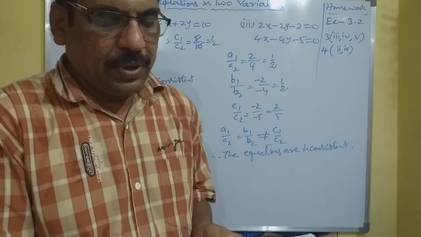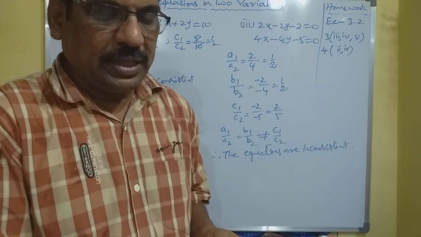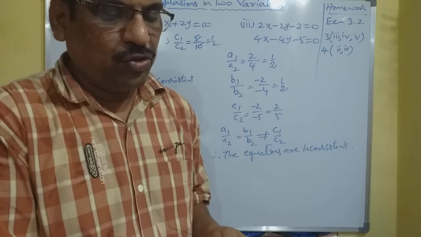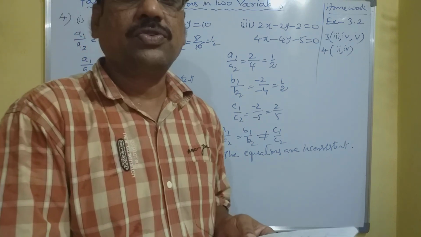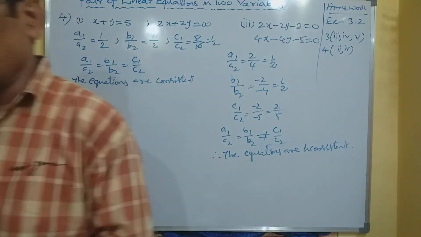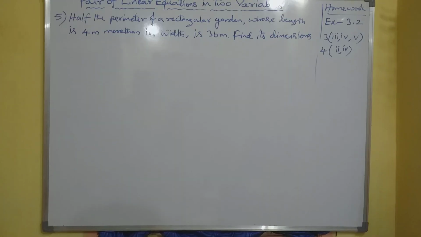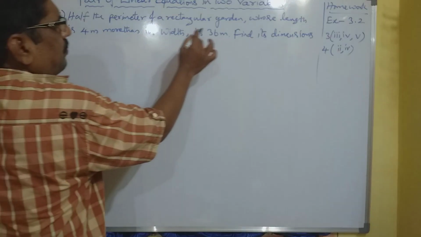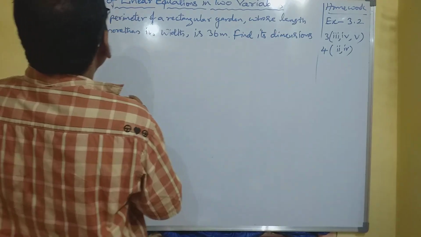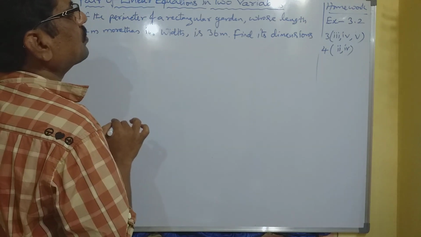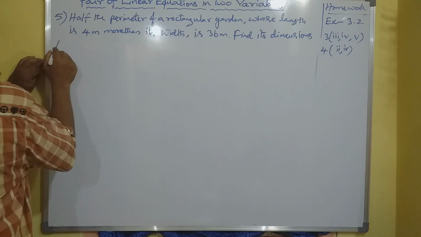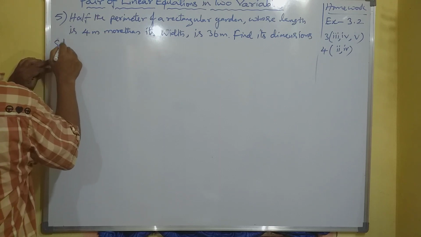Half the perimeter of a rectangular garden whose length is 4 meters more than its width is 36 meters. Find the dimensions of the garden. Okay, let us do this problem. Now look at the fifth problem. Half the perimeter of a rectangular garden whose length is 4 meters more than its width is 36 meters. Find the dimensions. Now look at this.